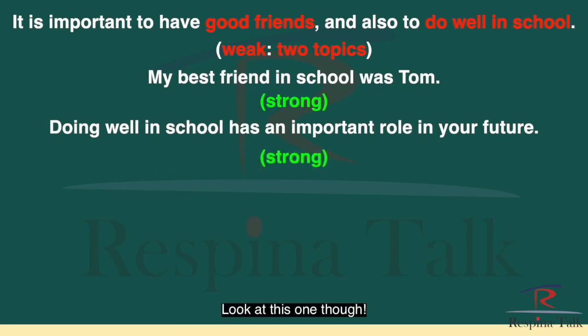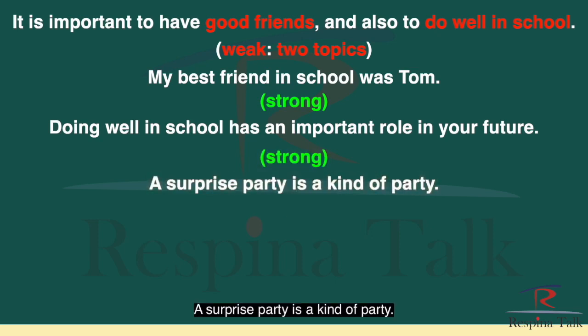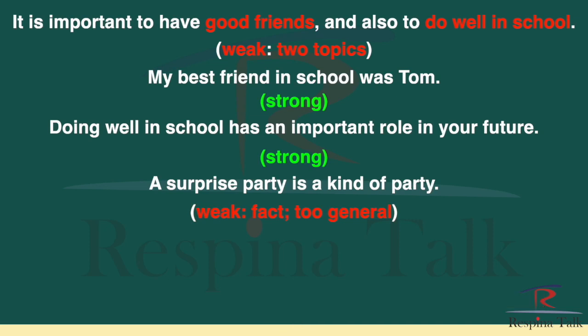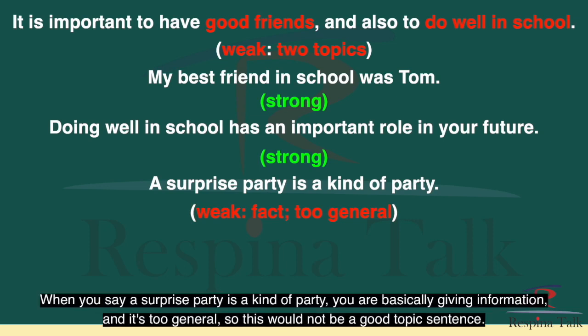Look at this one though. A surprise party is a kind of party. Do you think this is a good topic sentence? Absolutely not. This is actually a weak topic sentence because it is talking about a fact and it's too general. I mean, when you say a surprise party is a kind of party, you're basically giving information and it's too general. So it would not be a good topic sentence.